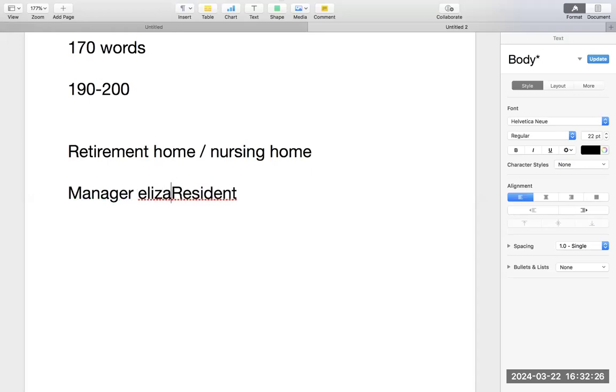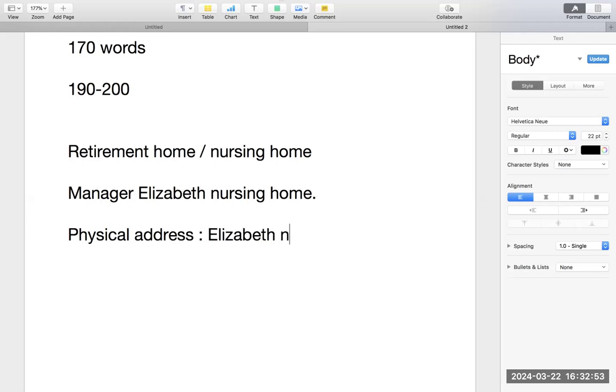Elizabeth Nursing Home. And maybe you will not realize it is a discharge back letter because at no place will it be given that it is a discharge back letter. But on the front page, it would be given the physical address of the patient as Elizabeth Nursing Home. Please try to understand this point. I'm going to explain it again.